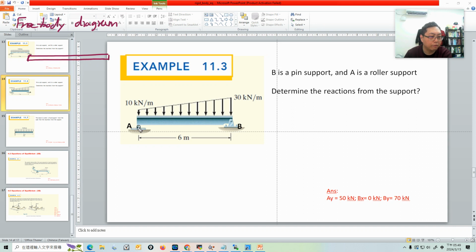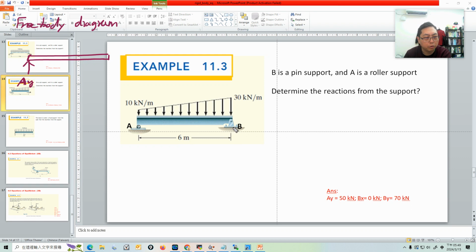Then we have supports A and B, and A is a roller support, so it only has a support reaction force upward, and we call it AY. If you don't know this, you should check the previous slides, where we talked about the supports. A roller support only has an upward reaction force.